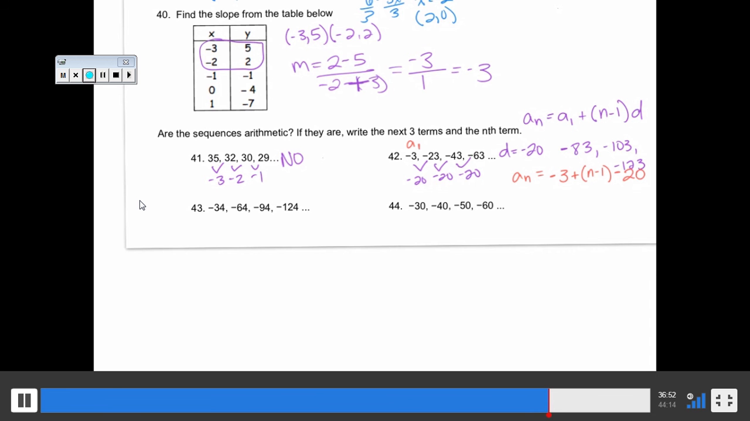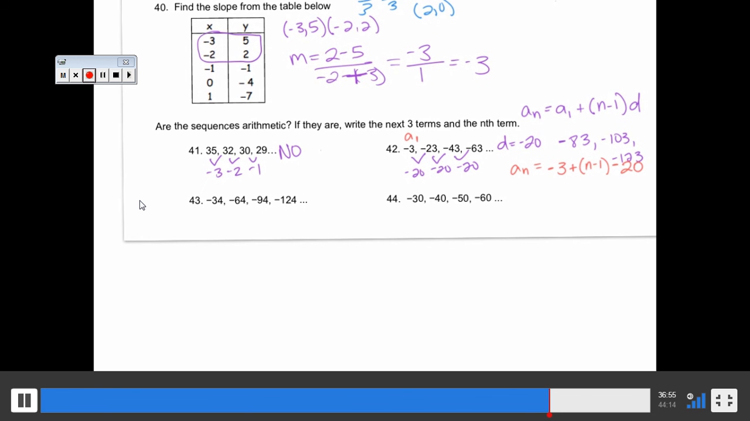Okay, before I stop on this one, let me go ahead and distribute. So remember, this is the one thing that's a little bit weird about using this formula. You're going to have to distribute that common difference. So we have a sub n equals negative 3, then we have negative 20 times n, so minus 20n, and then plus 20. So then if we simplify, that is going to be negative 20n plus 17. Okay, if we go to 43, let's see if there is a common difference.